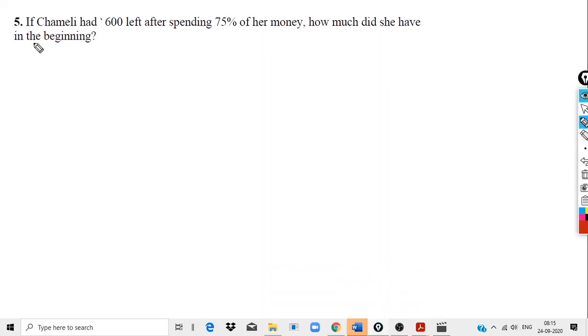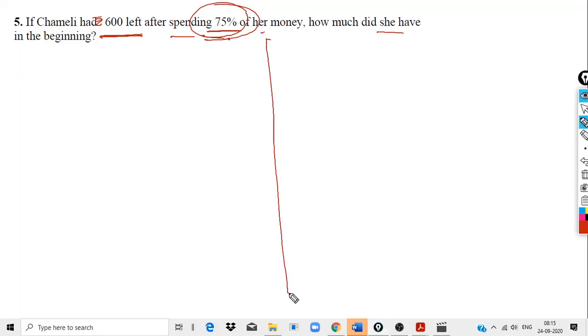Okay, see, if Chameli had 600 rupees left after spending 75% of her money, how much did she have in the beginning? Very nice. So Chameli has 600 rupees left after spending 75% of the money. So how much is left? 600. How much did she spend?